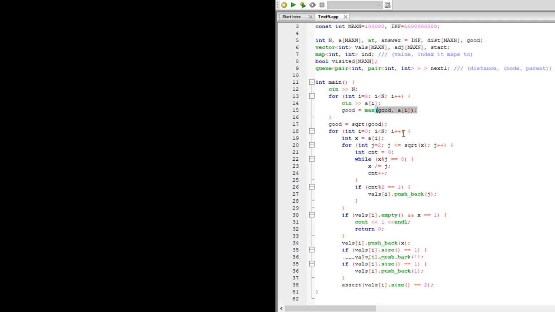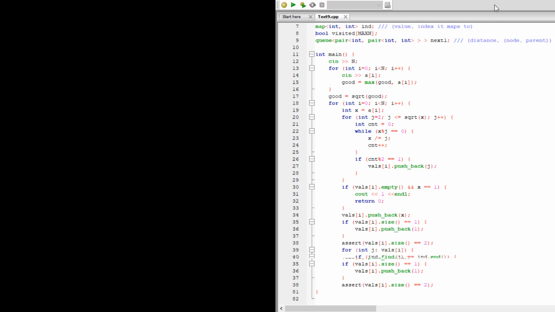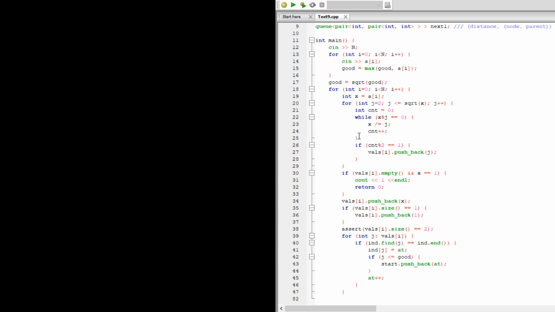So good is the max of all AIs, and then we just take the square root of that. And we can round down, that's fine. It's not an issue, because the value has to be less than or equal to the square root. If we round down, it's still less than or equal to the square root. If we round up, then it's strictly less than. But this is fine. Okay, so then for every integer n, we let x equal AI. This is just the way I had coded it. You can use AI directly, you don't need to copy it into x.